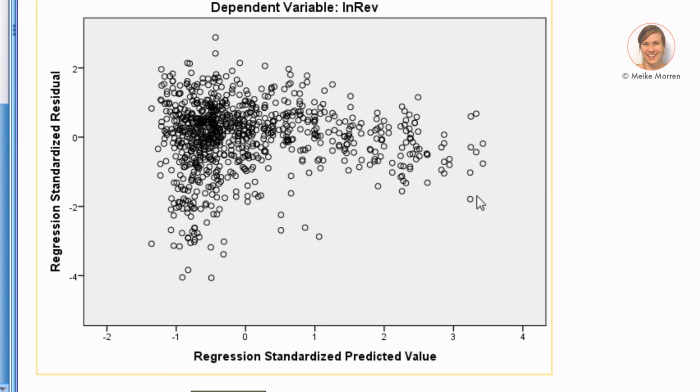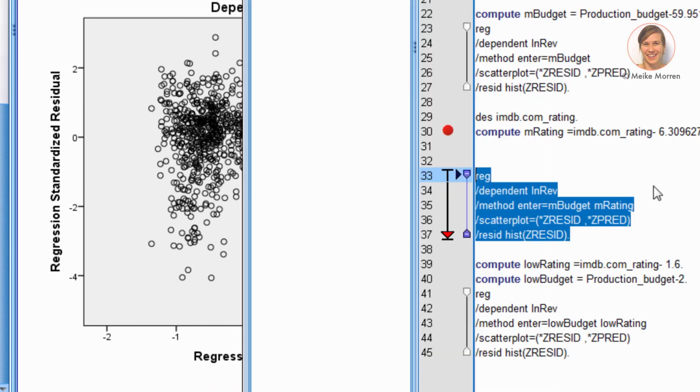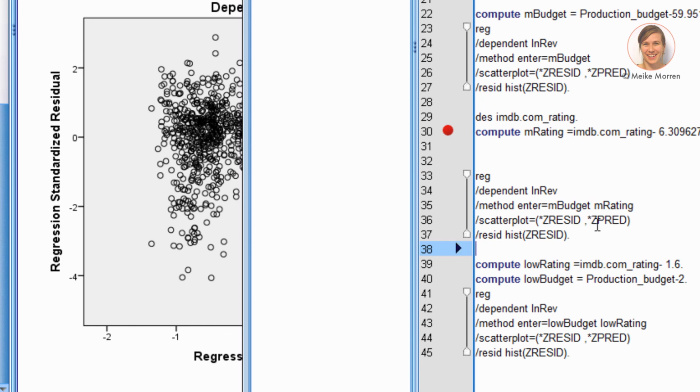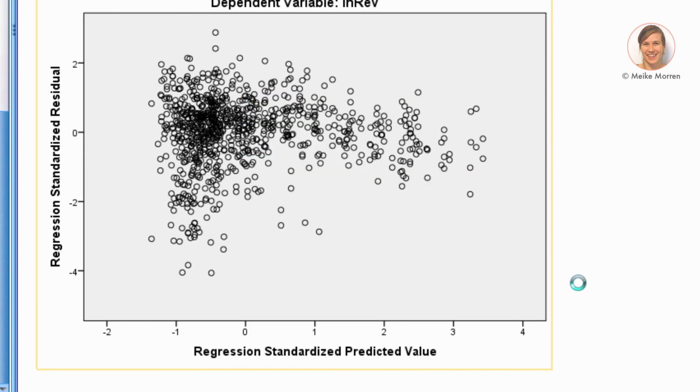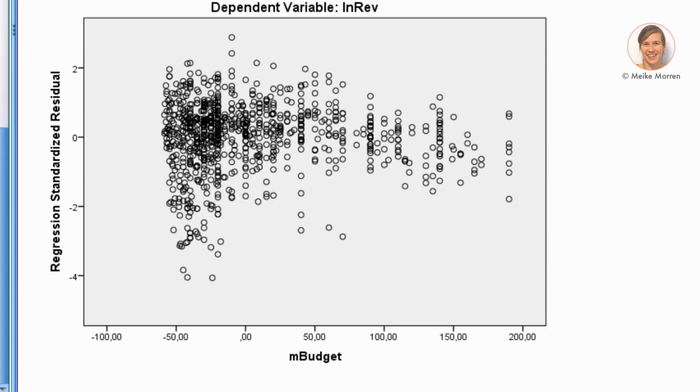Now, since we have multiple independent variables, we don't really know what causes this heteroscedasticity. So in order to explore that, we should make a scatter plot of different variables. So now we use the M budget, right? The mean-centered budget. We could also use the normal budget, it doesn't really matter.